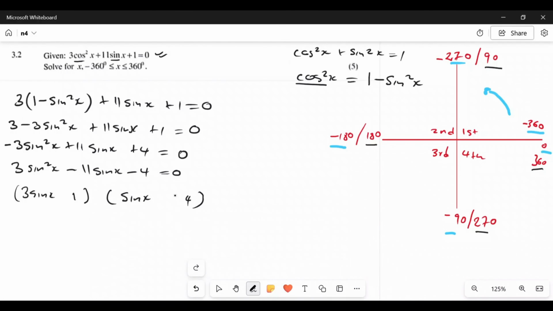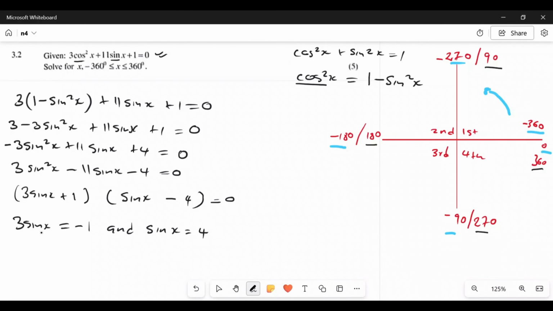So this means that this 4 is going to be negative, because if you multiply this 3 sine x with negative 4, it's going to give you negative 12 sine x. So this is going to be positive. There we go. If it so happened that you couldn't do it this way, use the quadratic formula, guys. It's also accepted. This is going to be equal to 0. Now let's continue with this one. It's going to be 3 sine x equals negative 1, because if you transpose this one here to the other side, it's going to be negative. And the other one there, we have sine x equals 4.